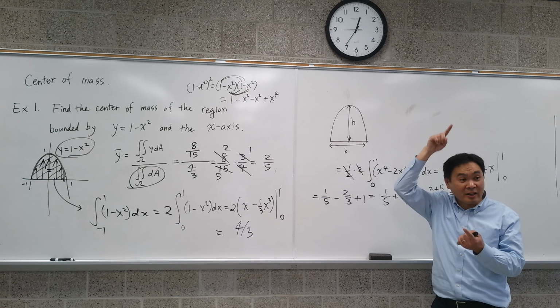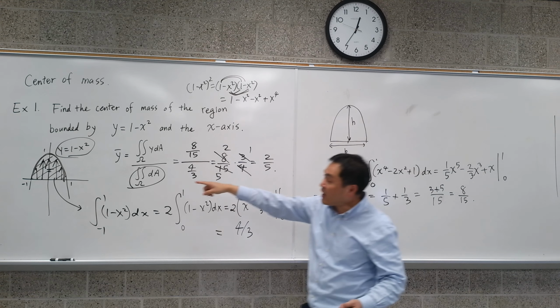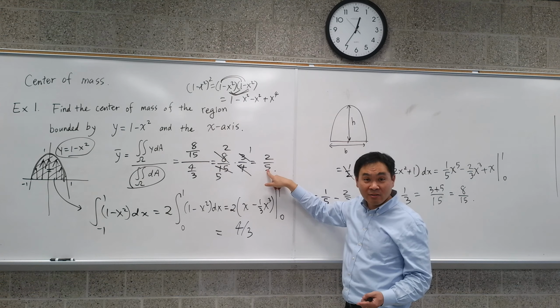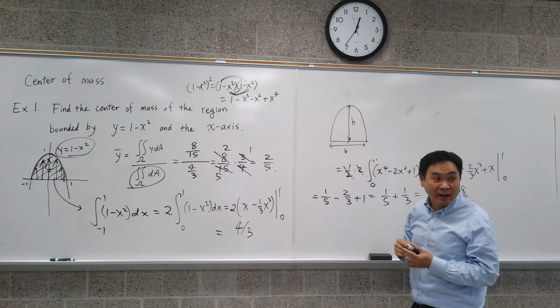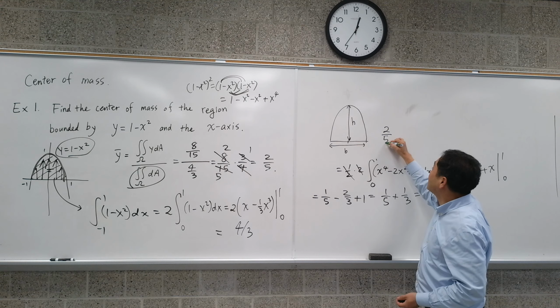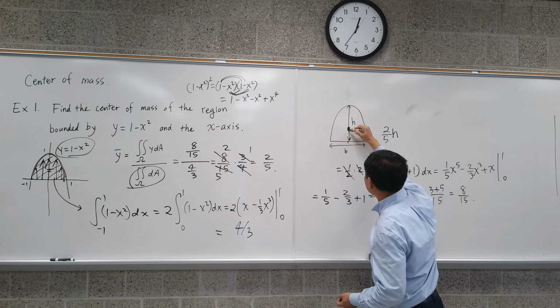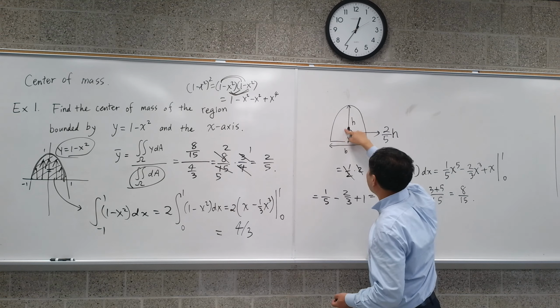So you can make an argument that really the only thing that changes the center of mass is this height. And what we've shown is that if this height is 1, 2/5 is the center of mass. Therefore, if the height is h, the center of mass will be at 2/5 of h. So 2/5 of h, this portion right here, is where the center of mass is located.